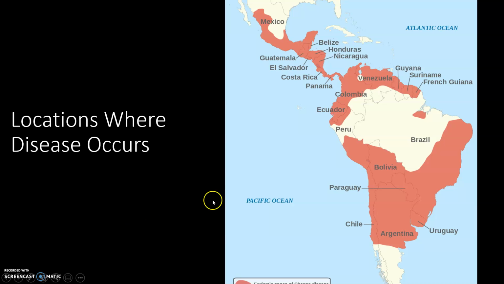So this map right here is showing where the disease occurs and where it's transmitted. There have been locally acquired cases in the United States, but they are exceedingly rare. Most recently, in 2017, a blood donation in Missouri screened positive for antibodies to Trypanosoma cruzi.